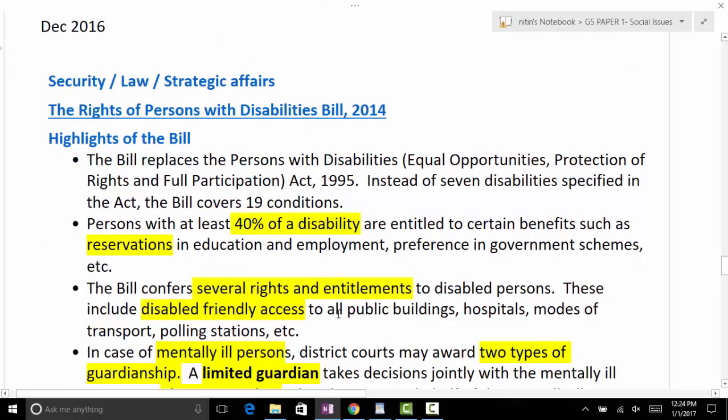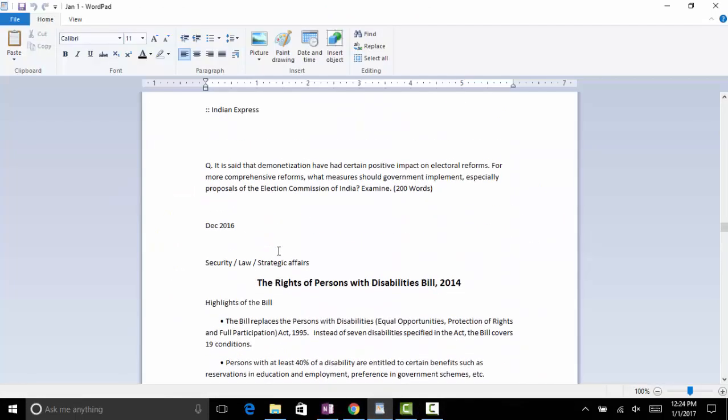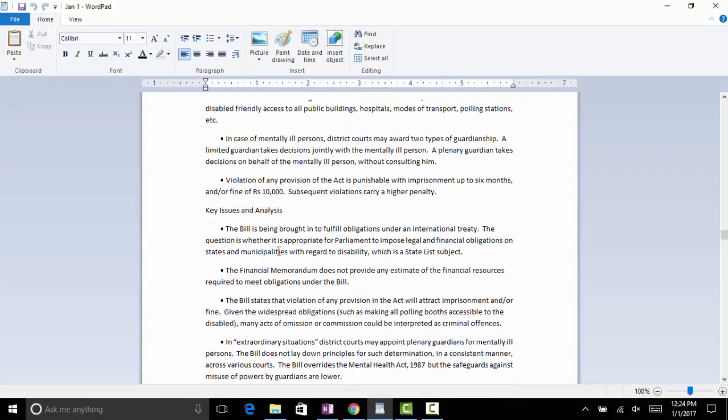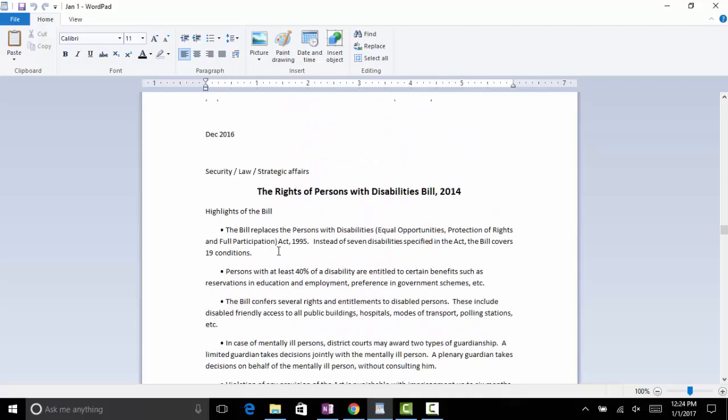This is a new bill, the Rights of Persons with Disability Bill. Now this bill has been passed and it has replaced a previous act, the Persons with Disability (Equal Opportunities, Protection of Rights, Full Participation) Act 1995. In short, it was called the PWD Act 1995. Now this act is replaced by the Rights of Persons with Disability Act.